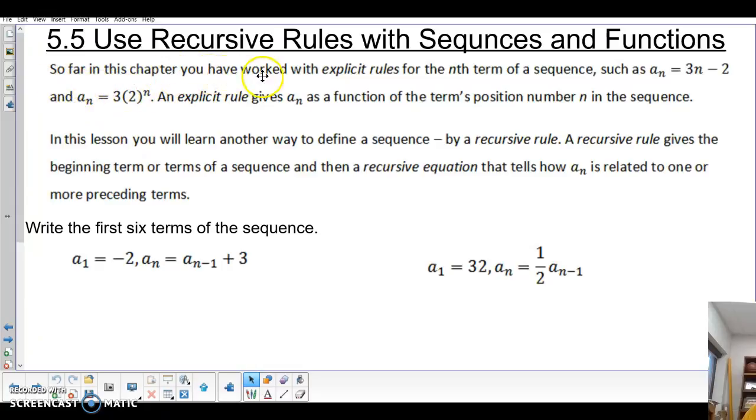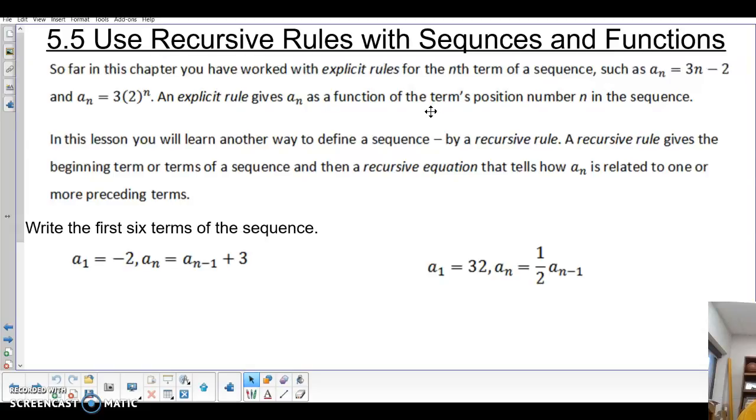So far in this chapter, we've worked with explicit rules for the nth term of a sequence, such as the nth term is equal to 3n minus 2, or the nth term is equal to 3 times 2 to the nth power. An explicit rule gives the nth term as a function of the term's position number n in the sequence. Meaning, if I want the 8th term, I plug in 8, and my formula spits out the value of the 8th term. If I want the 12th term, I plug in 12. If I want the 30th term, I plug in 30.